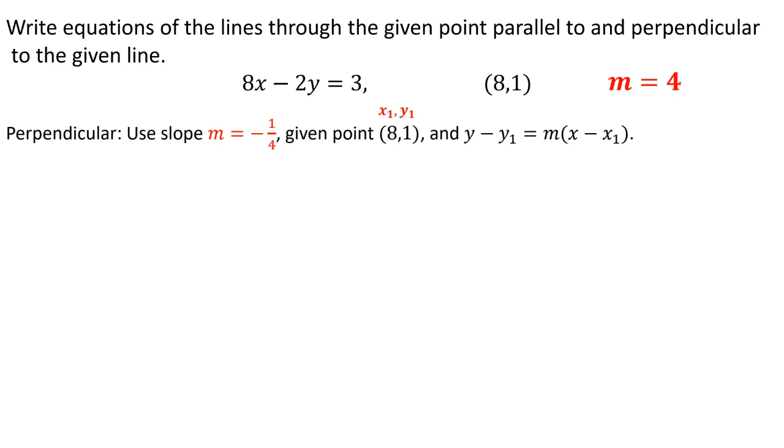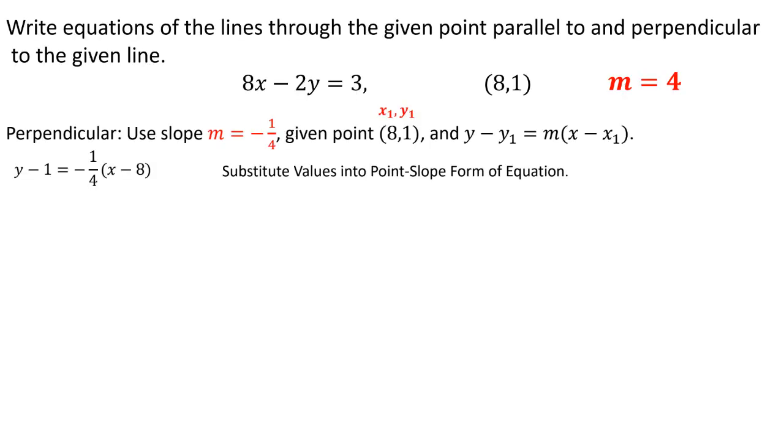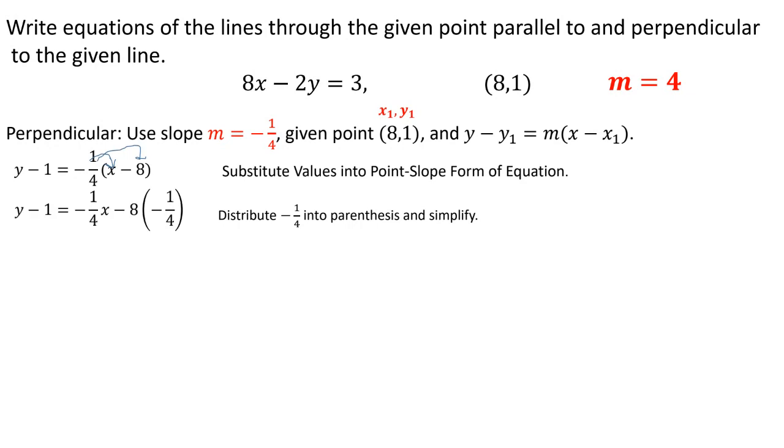They're giving me the point 8, 1 still. Again, I'm going to apply my point slope formula to this equation. So let's go ahead and substitute the values into my point slope formula, which is y minus 1 is equal to minus 1/4 times x minus 8. Let's go ahead and distribute the 1/4 so we can solve for y. Okay, so we're going to get y minus 1 is equal to minus 1/4 x plus 2.